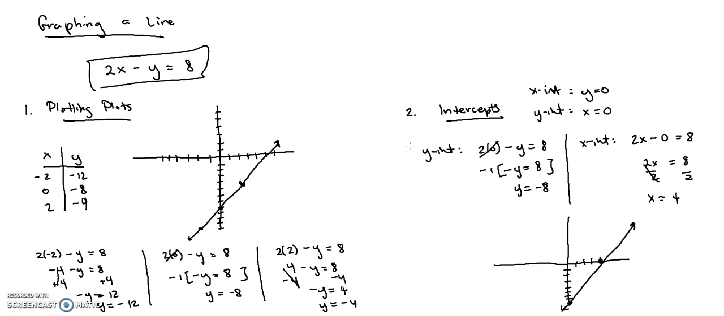Okay, so we've got plotting points, we've got intercepts. So now let's go on to the third method. We're going to use the same line, but we're going to talk about the third method for a second.